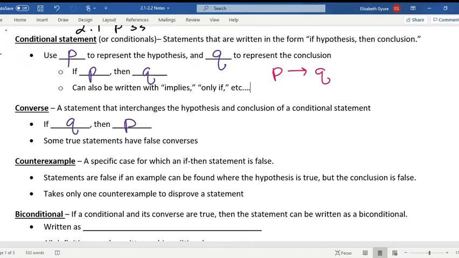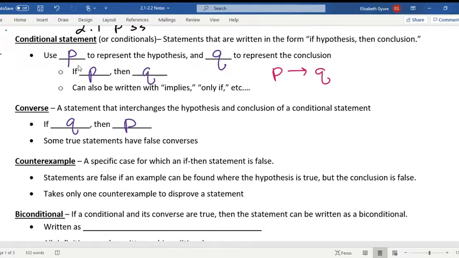So let's say we had an original conditional statement. It doesn't have to be mathematical. Something maybe like, if you live in Chesterton, then you live in Indiana. That is an if-then statement. You live in Chesterton is the hypothesis. You live in Indiana is the conclusion. That would be our original conditional statement, and that's a true statement. If you live in Chesterton, then yes, you do live in Indiana.